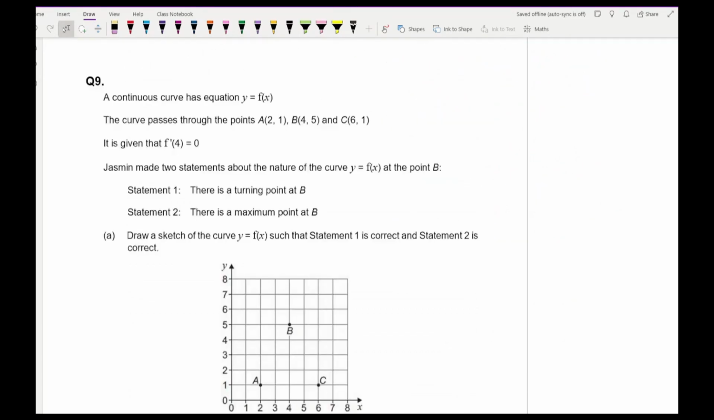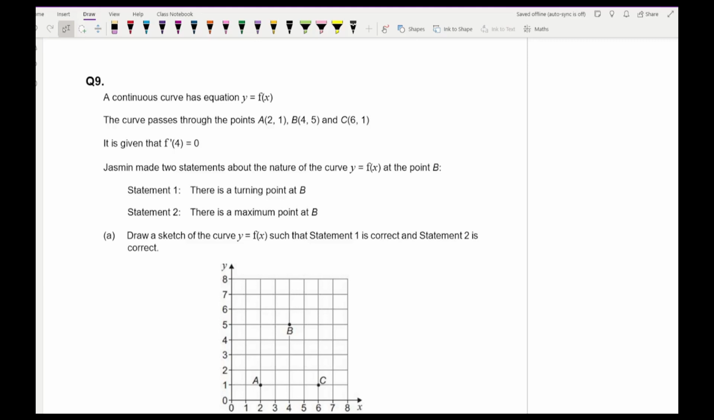So moving on to question 9, it says a continuous curve has the equation of y equals f of x. The curve passes through the points A(2, 1), B(4, 5) and C(6, 1). It is given that the first differential of f at 4 is equal to 0. Jasmine made two statements about the nature of the curve y equals f of x at the point B. Statement 1 is that there is a turning point at B, and statement 2 is that there is a maximum point at B.